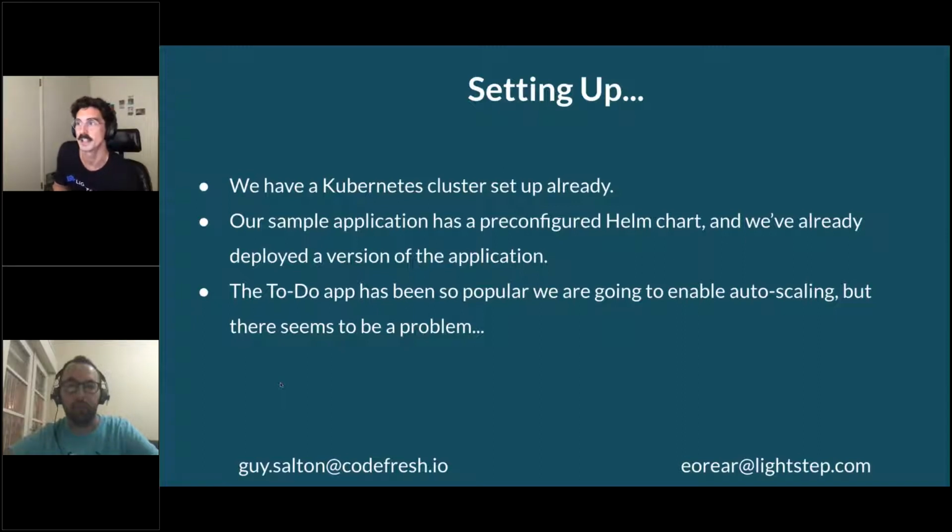So setting up for the demo today, we have a Kubernetes cluster set up already. Our sample application has a pre-configured Helm chart, and we've already deployed a version of this application. In the previous webinar, we spent more time discussing the specific setup and instrumentation within the app itself. And we'll go over that in just a second as a brief recap. But today, the to-do app that we made, we found has been so popular that we want to enable auto scaling, but I have a feeling we might run into a little trouble. So let's dig into that.